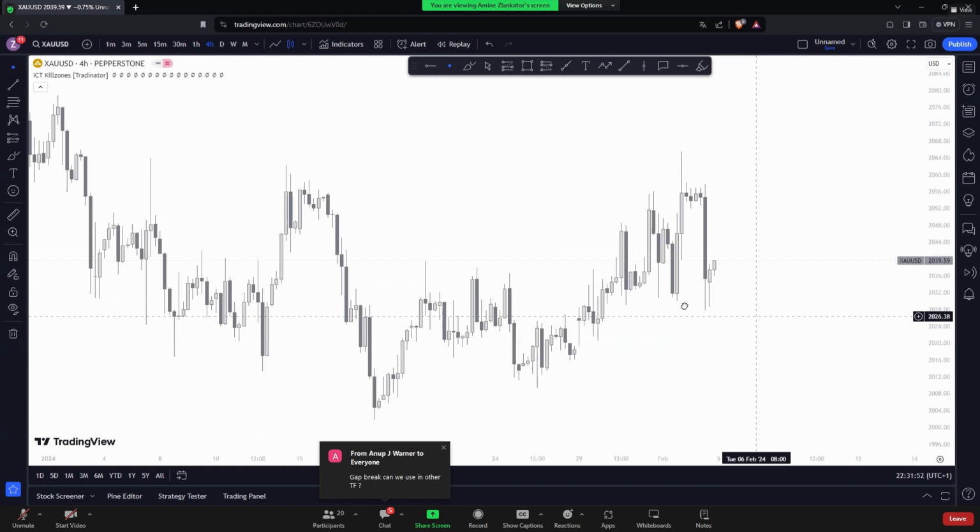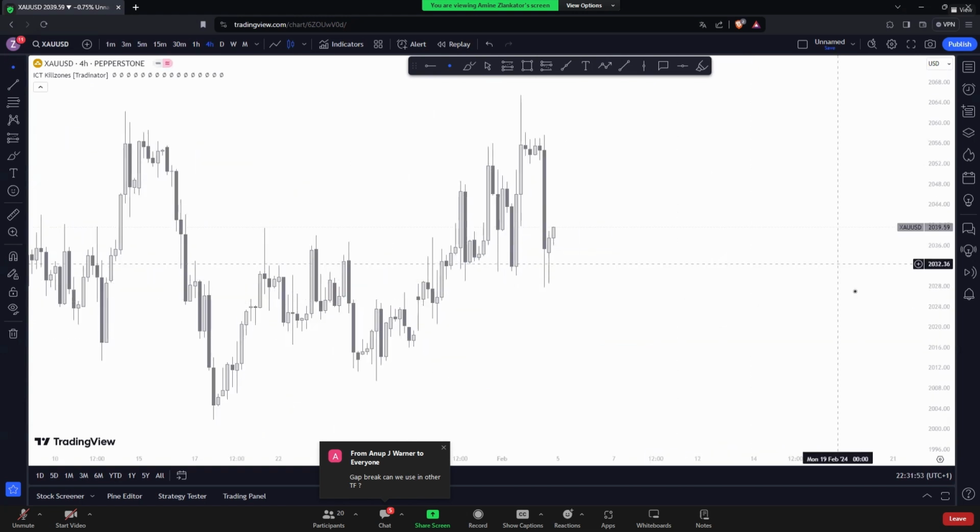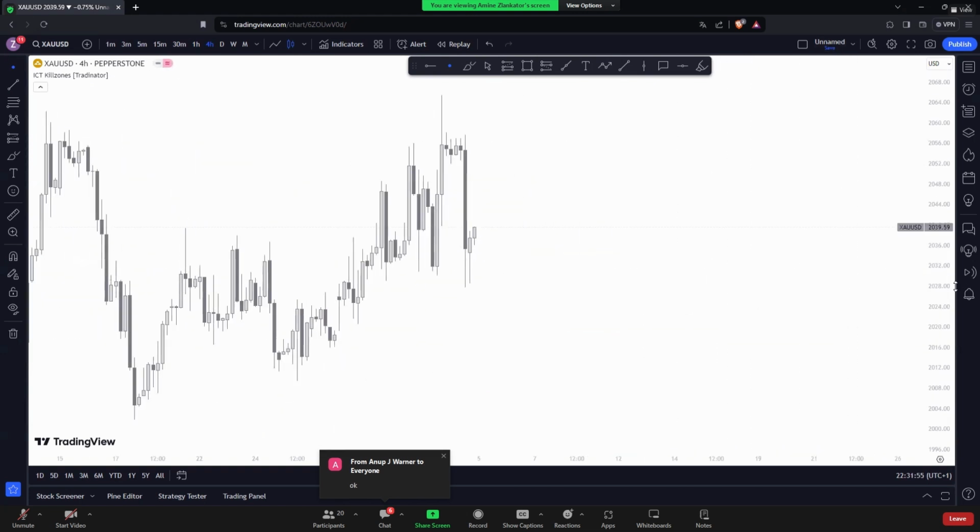Gap break, can we use it in? No, you can't use that. Only on M5. Okay, only on M5.